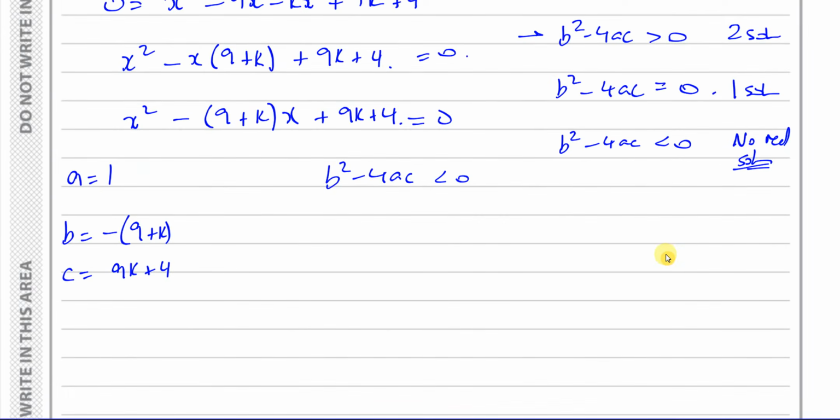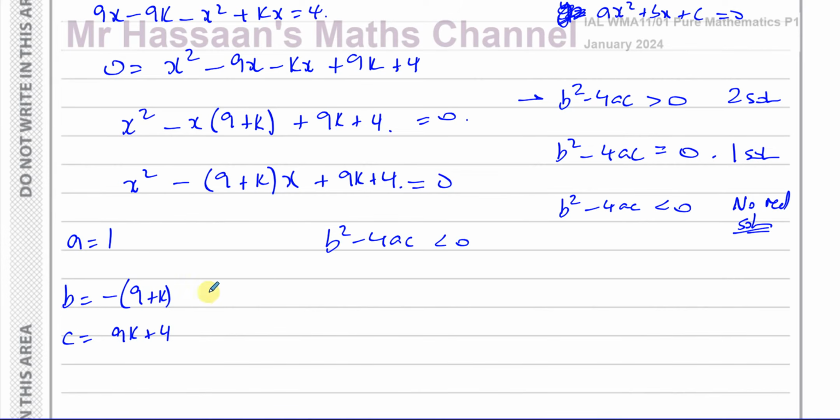So what we're going to do now is substitute these values in. When you put this in here, the minus sign will cancel out. You're just left with 9 plus k all squared, because the minus is going to be positive. Minus 4 times a, which is 1, times c, which is 9k plus 4. And we want this to be less than 0.